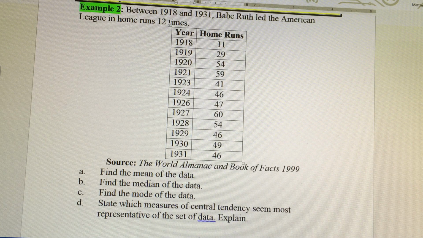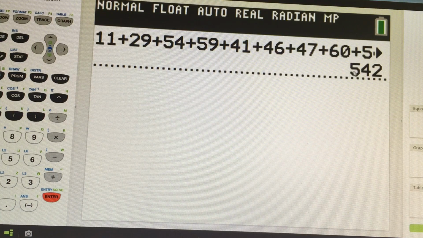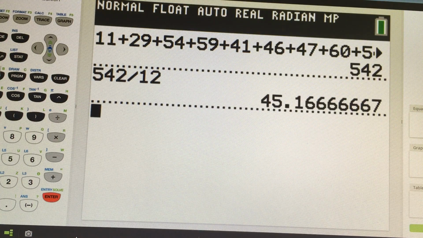All right, so here's what I got. I took my graphing calculator, I typed in all of those numbers. If I hit enter, you should get 542 total home runs. Okay, if you got a number different than 542, even if you're off by a little bit, you need to go back and make sure that you re-enter those numbers. But I'm going to take 542, and I'm going to divide by 12. So 542 divided by 12. And ultimately, that's going to give me my average.